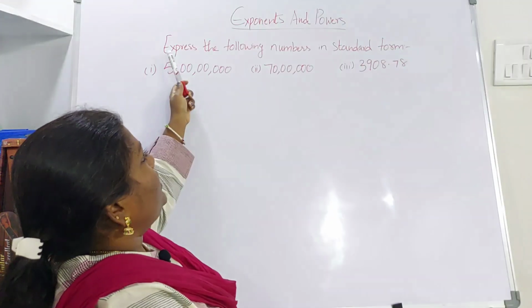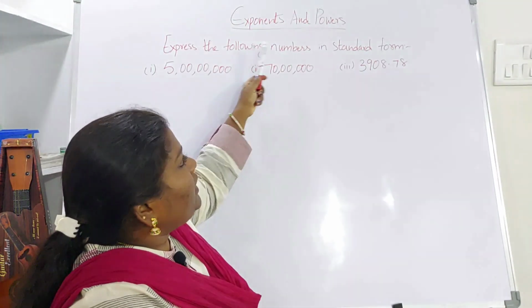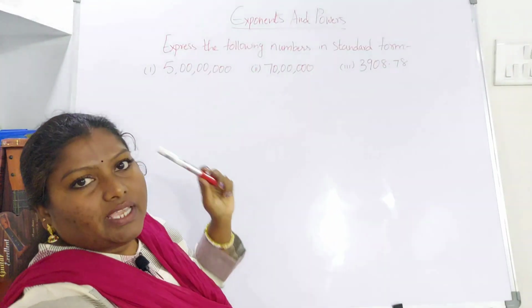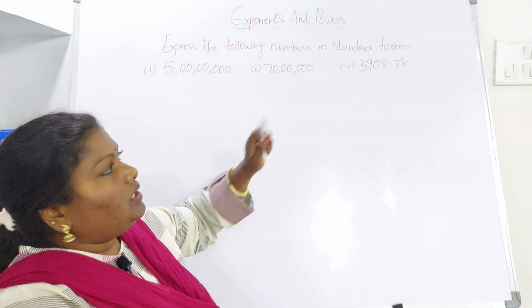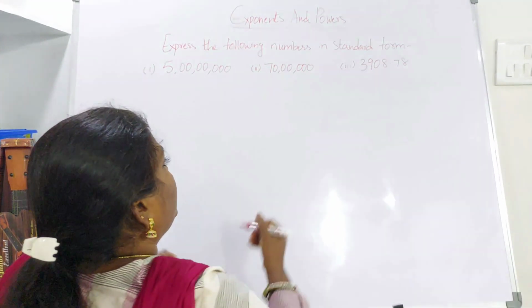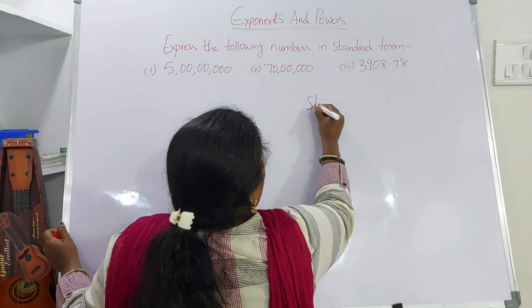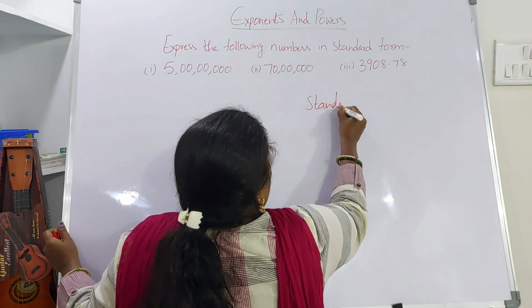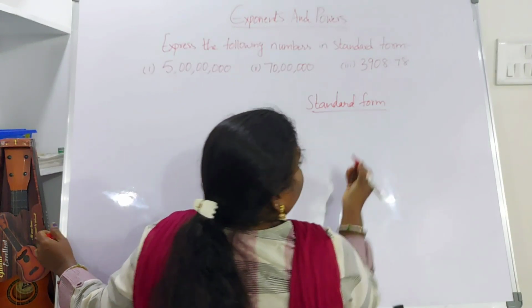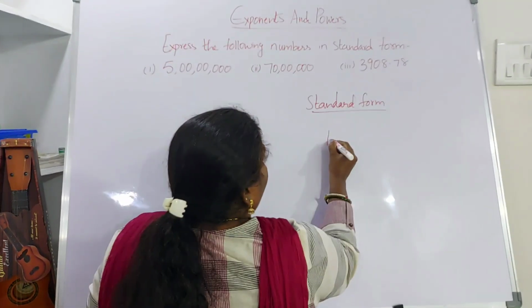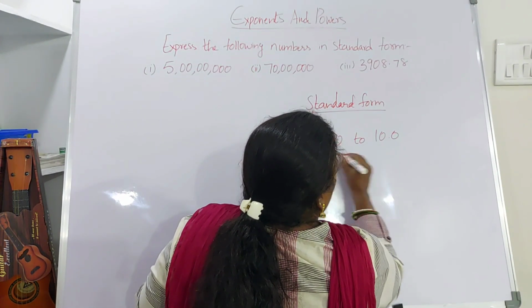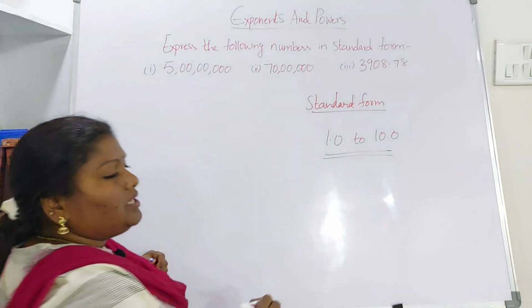So the next problem is express the following numbers in standard form. Before, we have learned the expanded form, now we are going to learn the standard form. So first let me explain what is standard form. In standard form, the number should be between 1.0 to 10.0. So the numbers you have to express in this way.